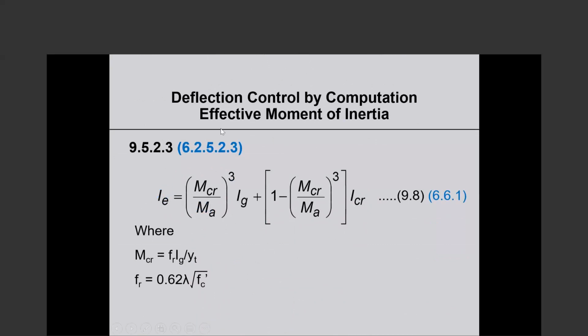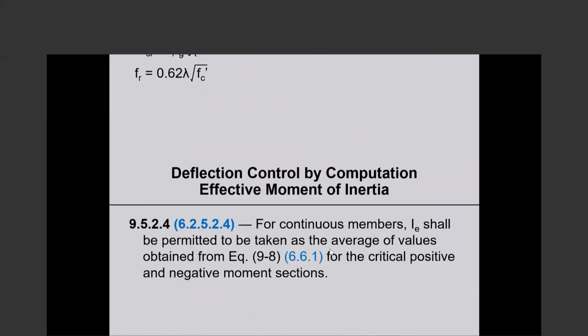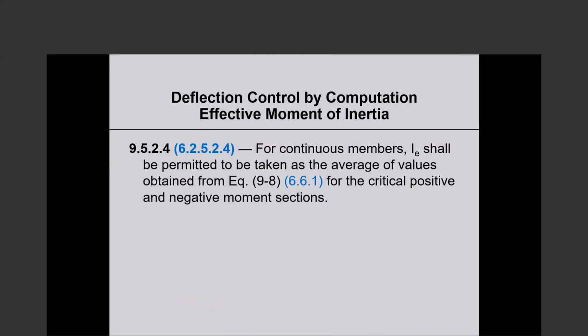M sub cr, again, is the cracking moment given by this expression. The f sub r is the modulus of rupture. We saw the expression for that. And anyway, this is the effective moment of inertia that you are supposed to use in deflection computations.